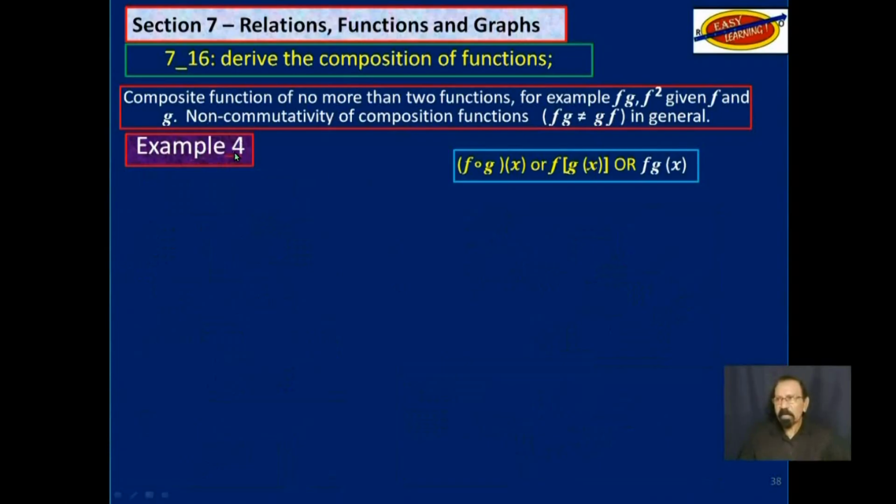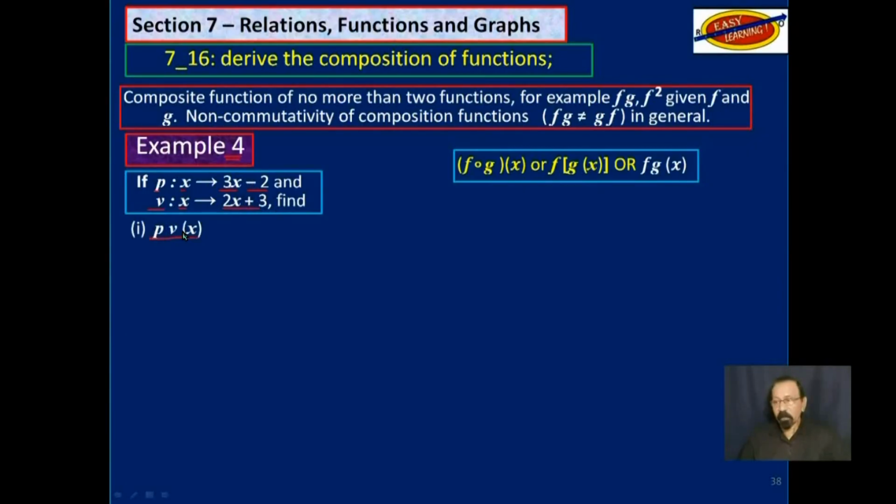Finally, we are looking at example 4. P is a function such that x maps onto 3x minus 2, and v is the function such that x maps onto 2x plus 3. You are to find pv of x, or p of v of x, and pv of 6, or at 6, then vp at x, and finally vp at or of negative 5.